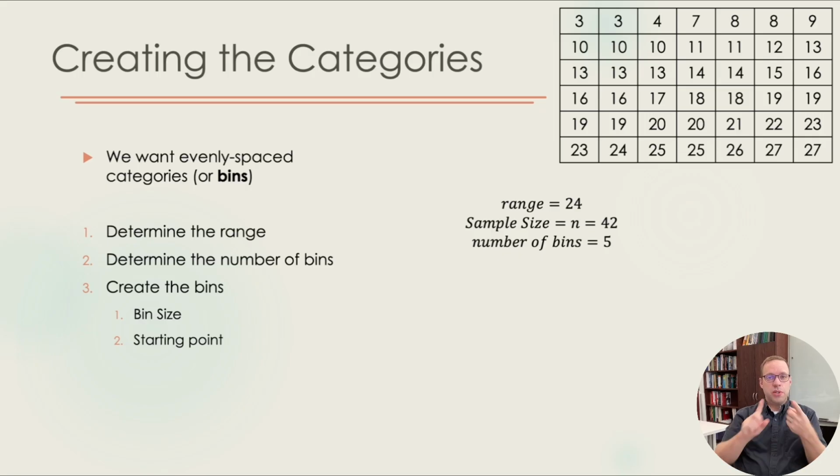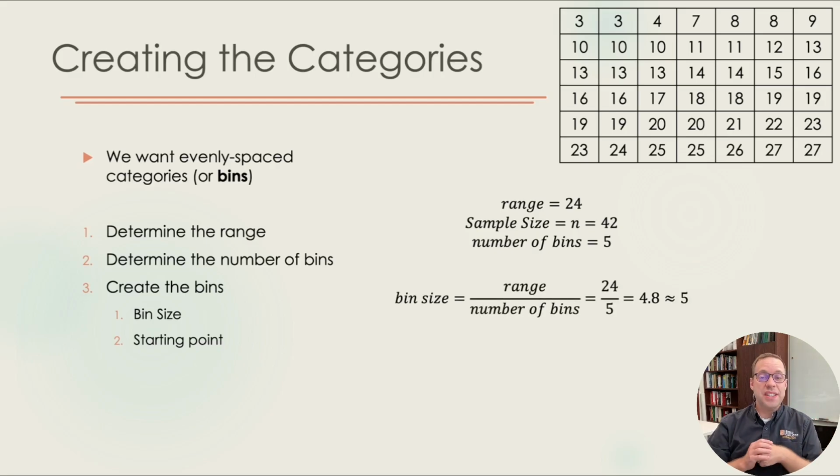Perfect. So we determined the range was 24. That was our first step. We determined the number of bins. That's 5 bins. Now we're going to actually create the bins. We need 2 things. We need the bin size and we need the starting points. The bin size, you're going to take your range, which is 24. We've got 24 different ages, and we're going to divide them into 5 different bins.